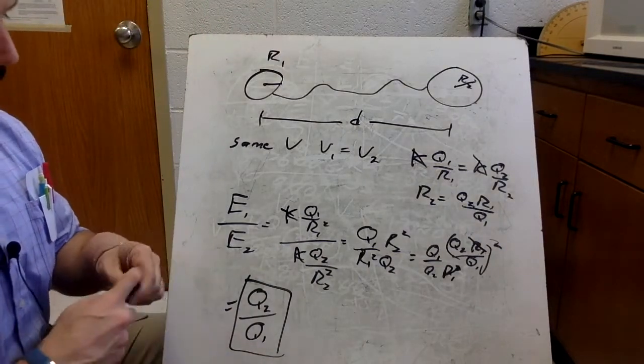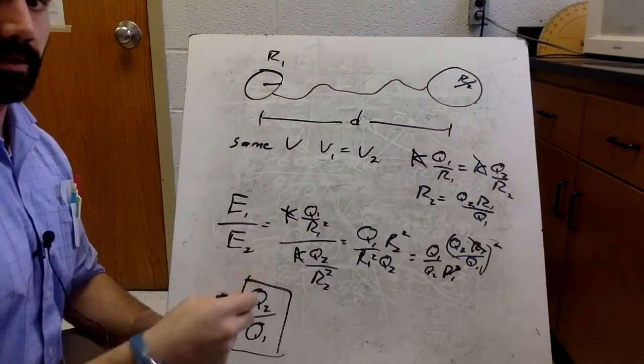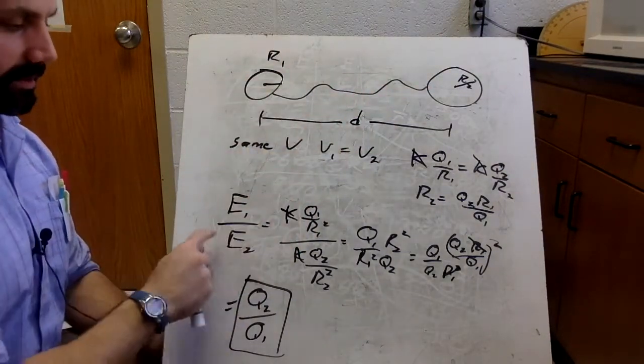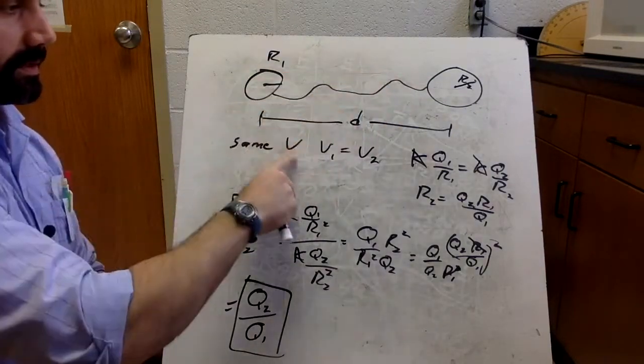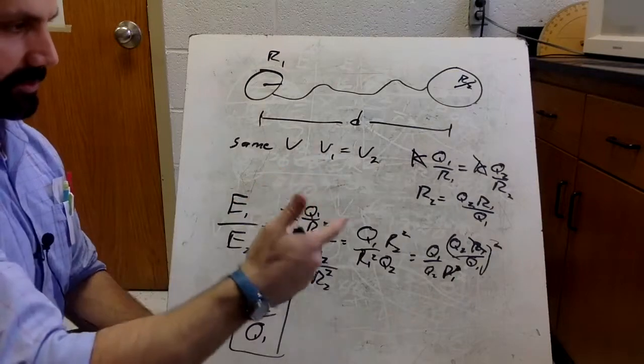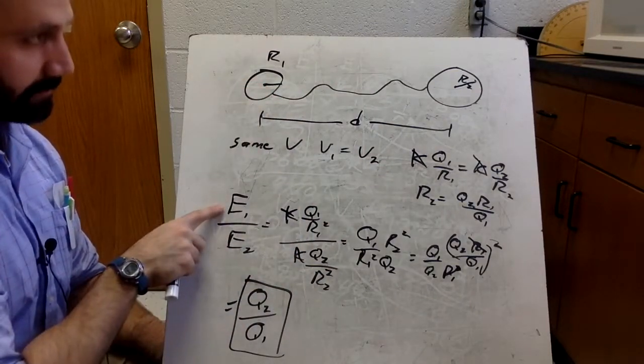So it's important to realize this: when we have two conductors that are connected with a wire, they don't end up with the same electric field. That's not the same. The thing that is the same everywhere on the surface is the potential. And so something with a smaller radius has a larger electric field.